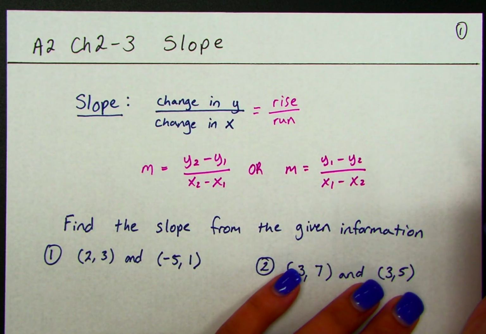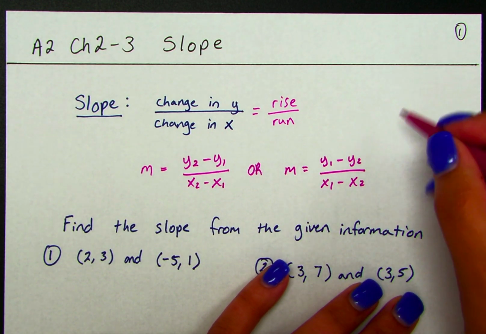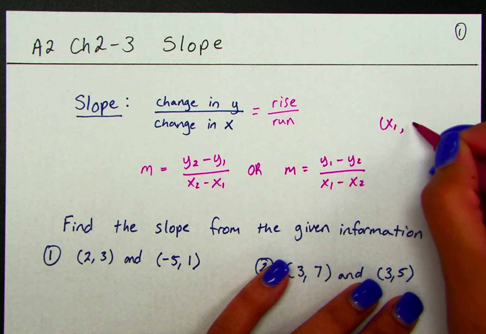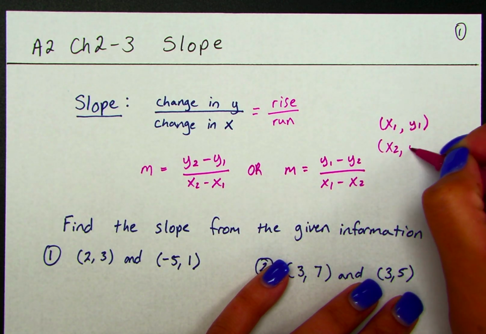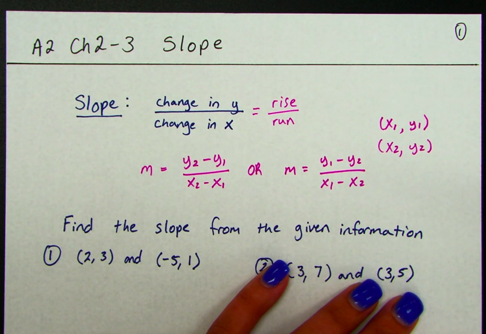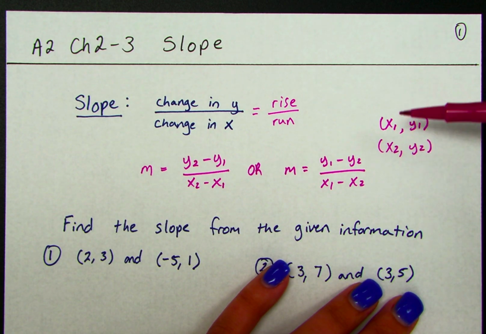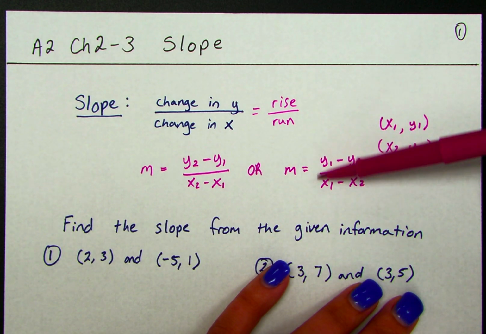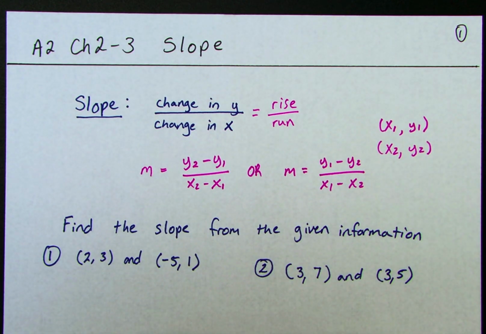So what's important is the order that we are subtracting things in. The x1, y1 is a point, and then the second point would be the x2, y2. What matters is if we subtract y2, then y1, we have to subtract the x value from that second point, then the first. So this should be a point, and then this should be a point. That's the part that matters when we are applying the slope formula.